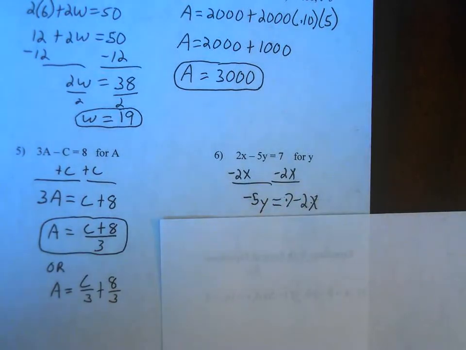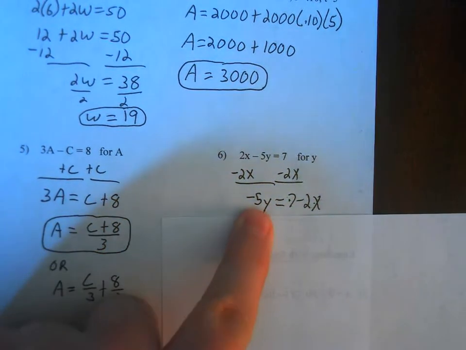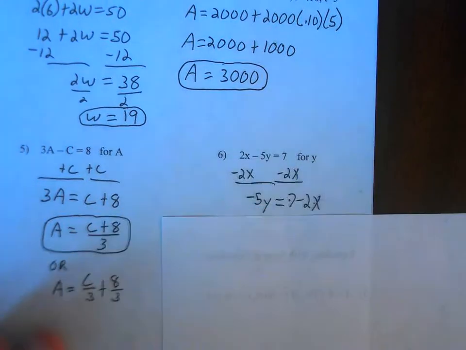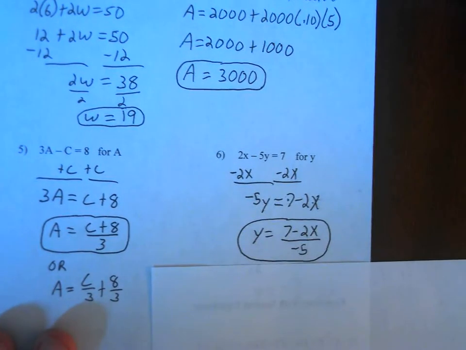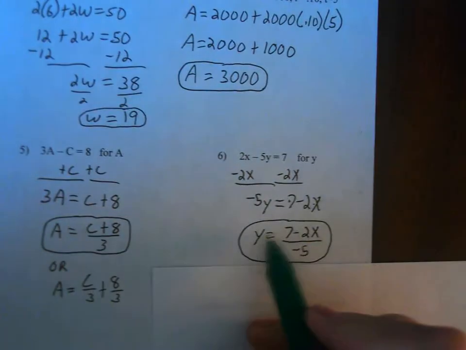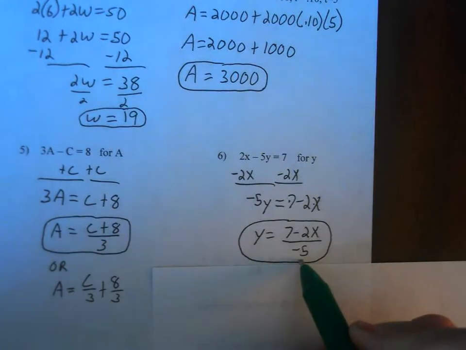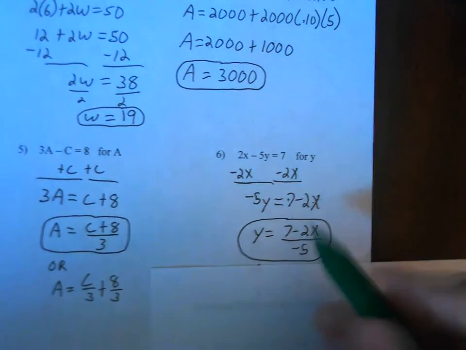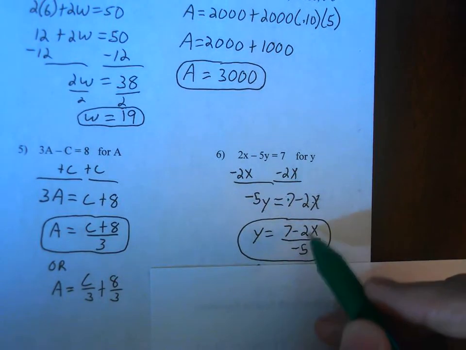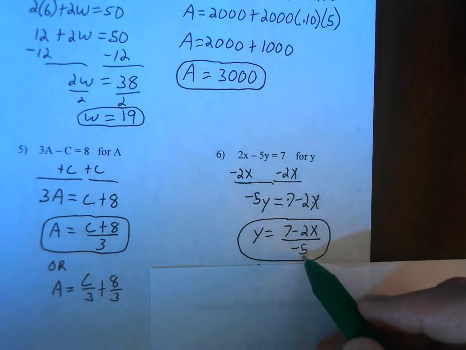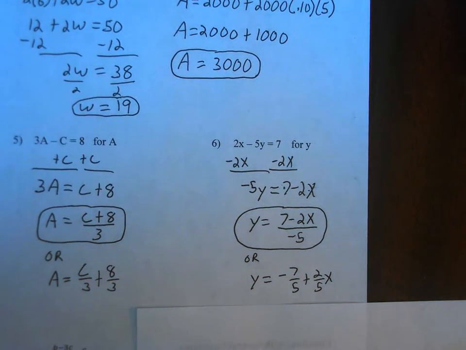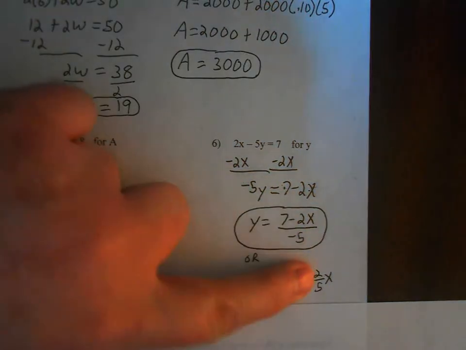That'd be fine. Okay, and then to get rid of that negative 5, that's multiplied by the y, so to undo multiplying by negative 5, you divide by negative 5. So when you do that, you end up with y equals 7 minus 2x over negative 5. And just like the last one, if you want to break that apart into 2 fractions, you can. We have 7 over negative 5, and then negative 2x over negative 5, which will be y equals negative 7/5 plus 2/5 x. Okay, so the 2 negatives make a positive here.